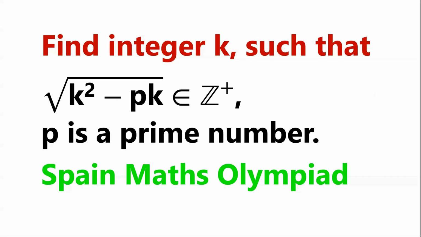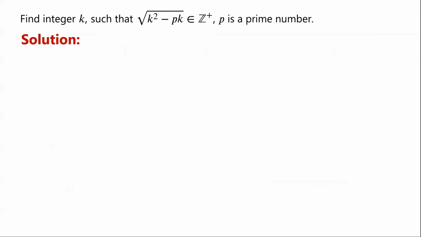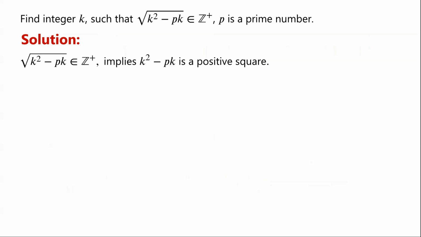Let p be a prime number. Find all integers k, such that root of k squared minus p times k is a positive integer. Clearly, root of k squared minus p times k is a positive integer, implies that k squared minus p times k is a positive square.